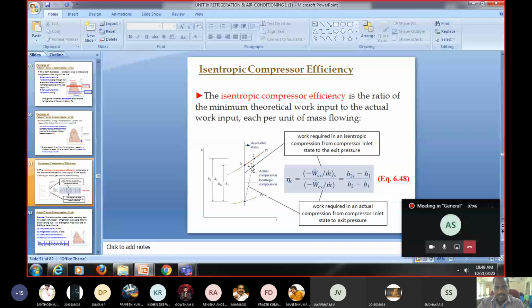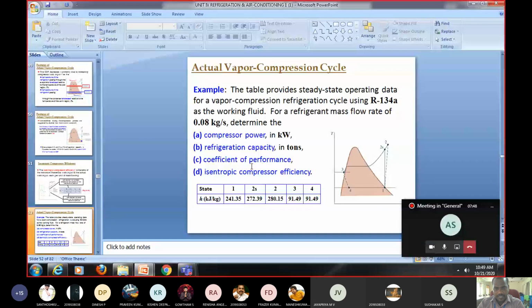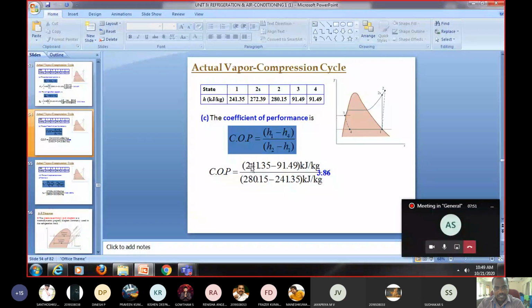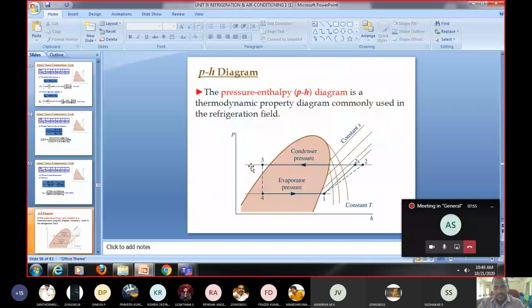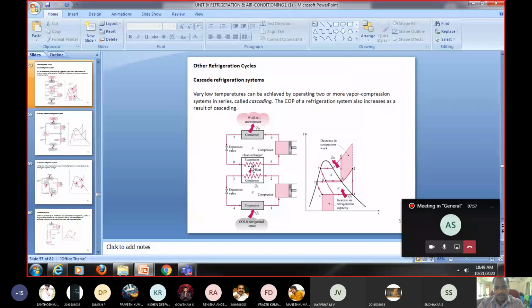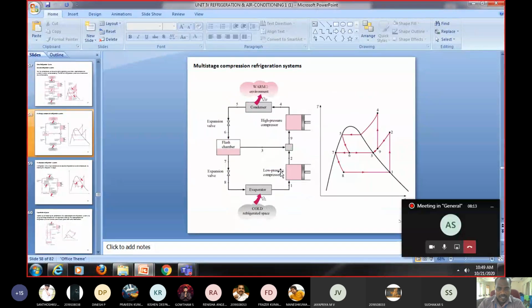Then we solved one problem with these values. Then the other refrigeration cycles with VCRs were discussed. It is possible to have a cascade refrigeration system with the addition of two refrigeration systems in series. Then a multi-stage compression refrigeration system is also possible.